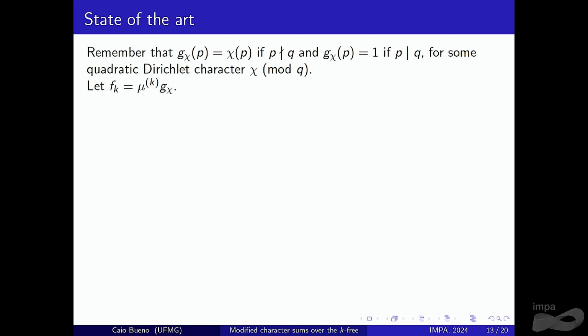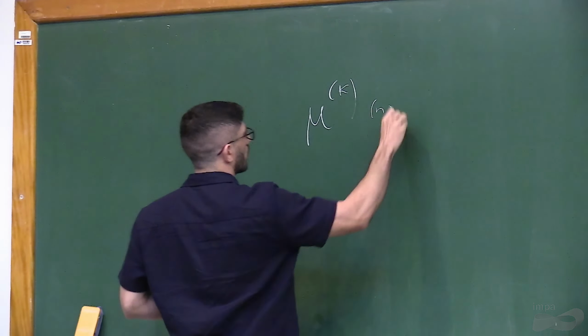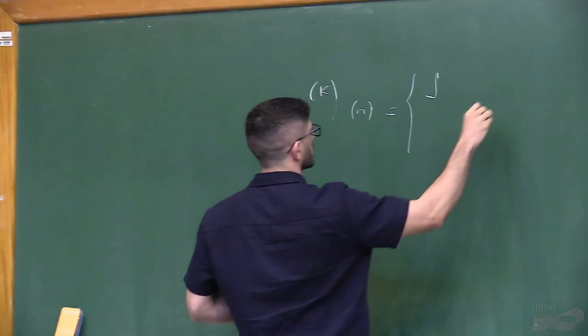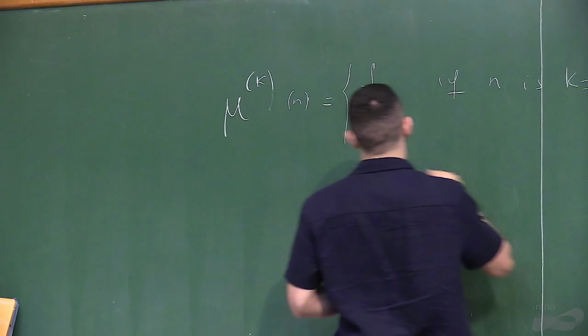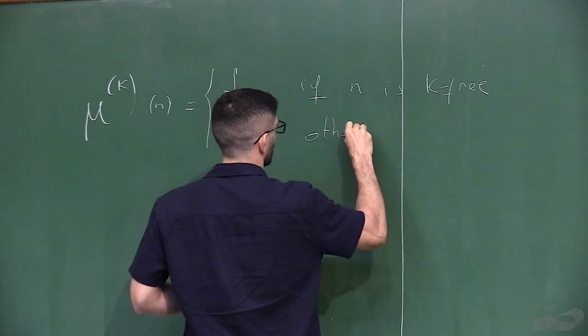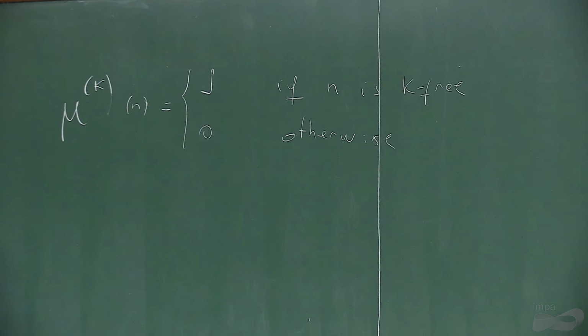Okay? So a little bit of the results that we have up until now. Remember the definition of a modified character. It is equal to a Dirichlet character, a real Dirichlet character, when a prime number does not divide its modulus. Here, m to the k is equal to the characteristic function of the k-free integers. So this is just a characteristic function for the k-free integers.